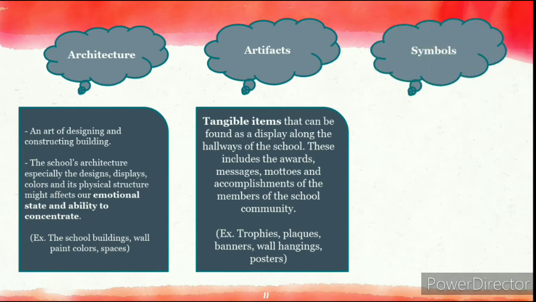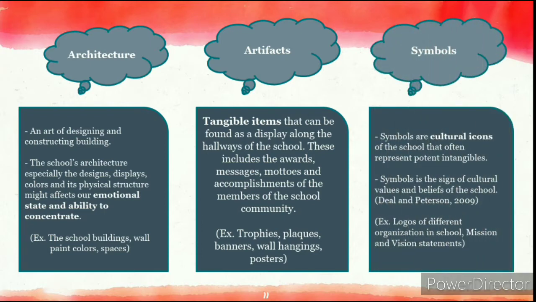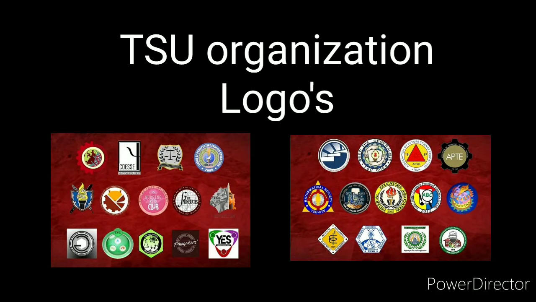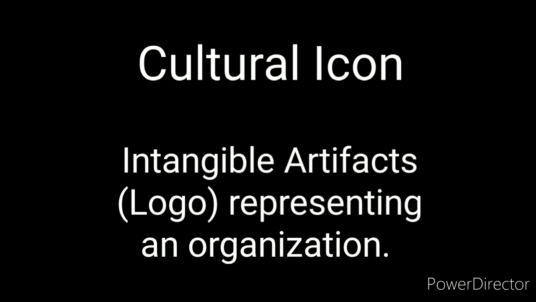Symbols. Symbols are cultural icons of the school that often represent potent intangibles. School symbols have meaningful descriptions. One example is the cultural icon. Cultural icons are the intangible artifacts which can represent an organization.